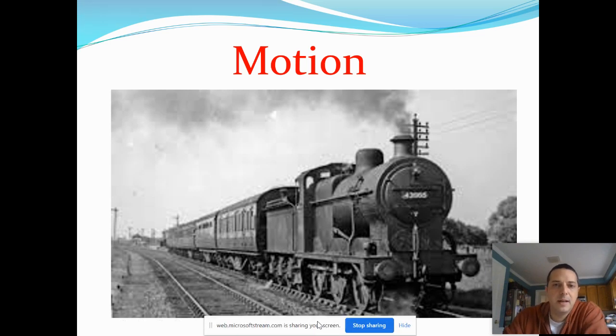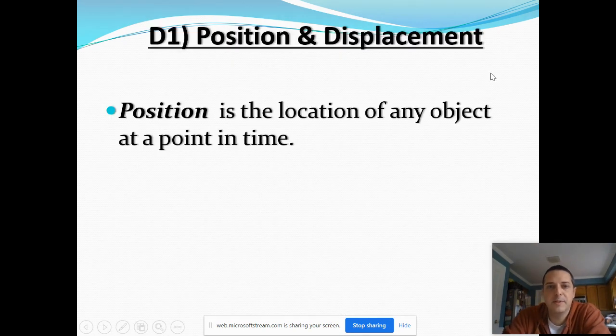Hi, Honors Physics students. Today we're going to start our new unit on motion, and we're going to be following the notes that you received in class. There is also a copy of these notes online. So let's start talking about what it means to be moving.